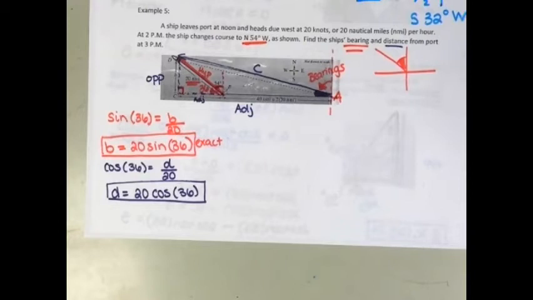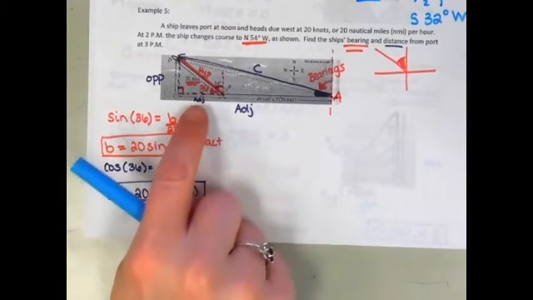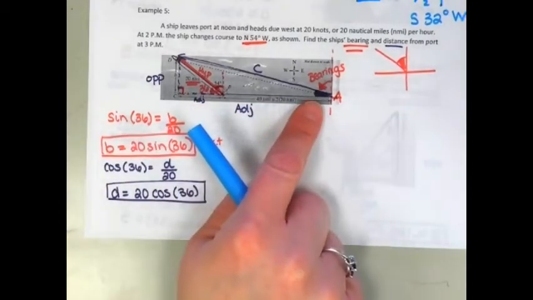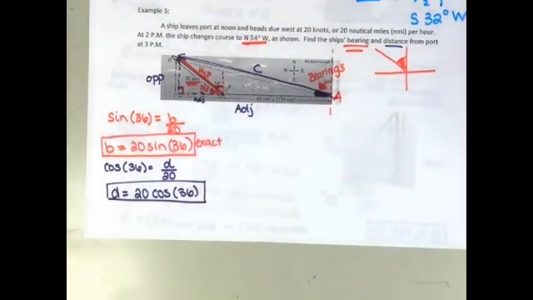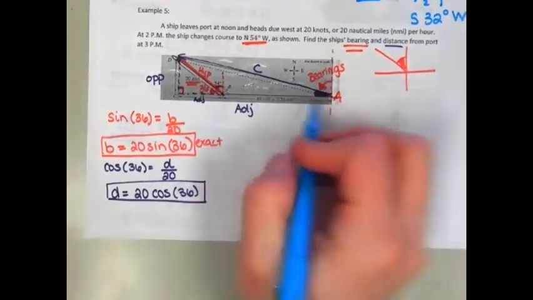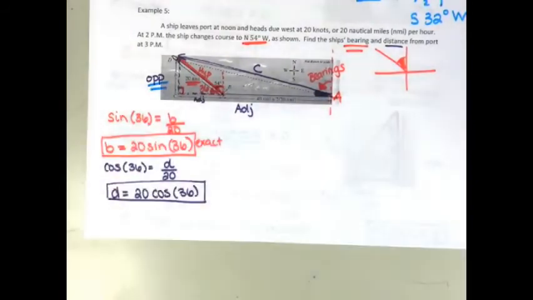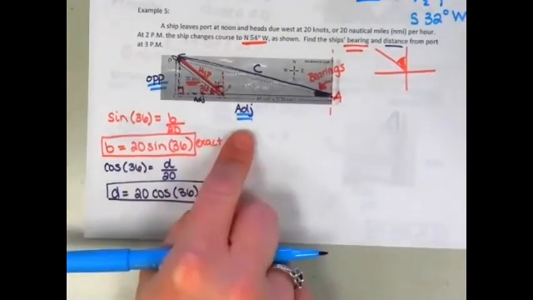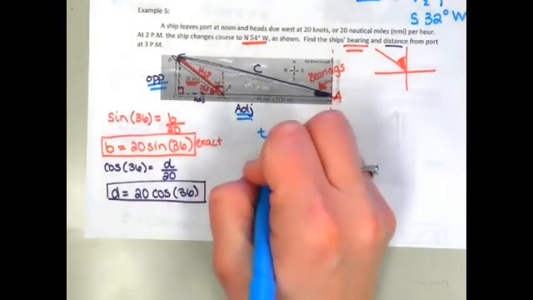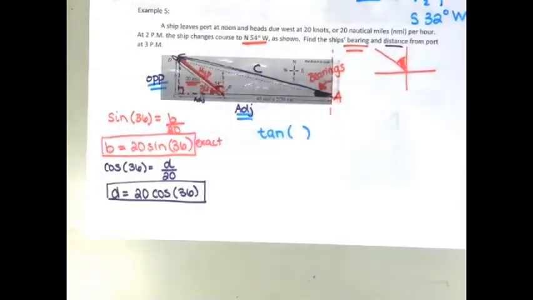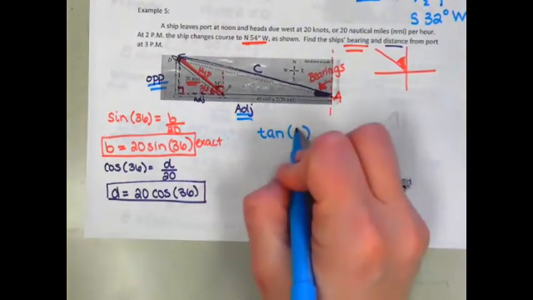Now, if I know what b is, I know what d is, am I going to be able to find angle A now? Yes. And how would I find angle A? B is my opposite. D is my adjacent. So again, I'm going to use what? What will I use there if I have an opposite and adjacent? Tangent, right? So I'm going to use the tangent of my angle. Do I know that angle measure? No, so I'm going to label it A.